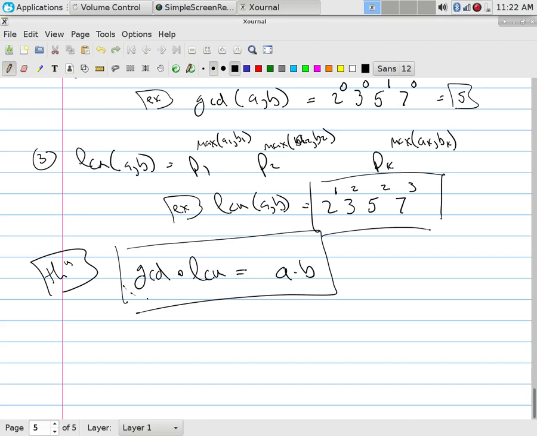Next class, we're going to find a fast way of doing the GCD because prime factorization is incredibly computationally costly. And we're going to talk about Euclid's algorithm.